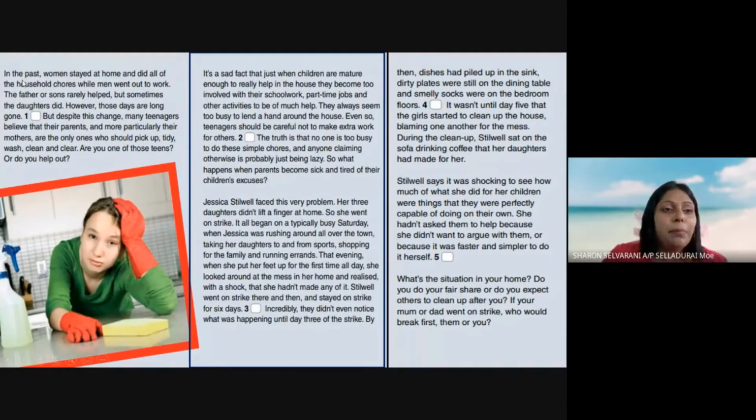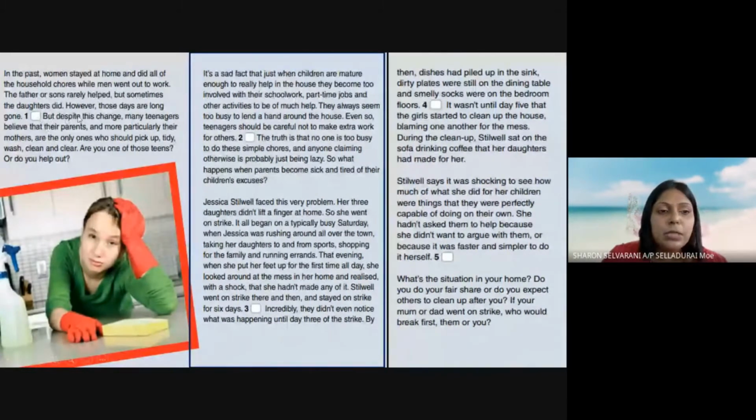Okay, in the past, women stayed at home and did all the household chores while men went out to work. The father or sons rarely helped, but sometimes the daughters did. However, those days are long gone. Okay, number 1 here, meaning there is a statement that is missing. So later you are going to fill in the gaps.